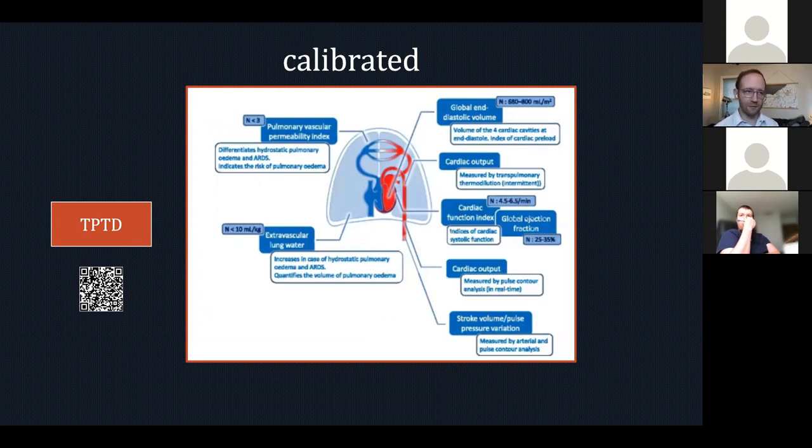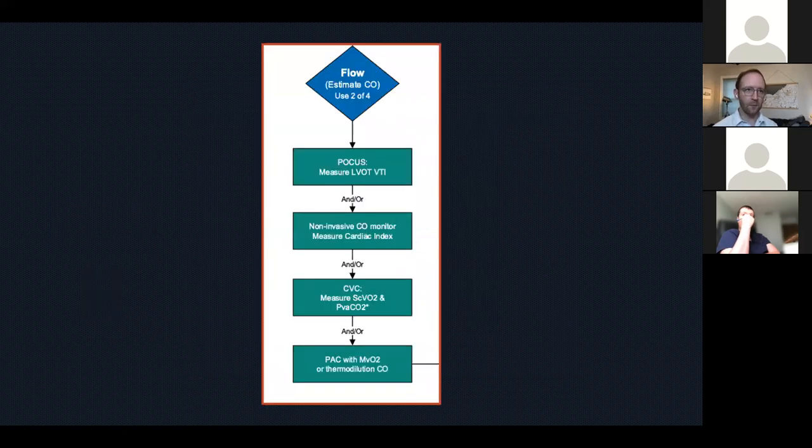The reference for this slide is pretty high yield. That's where this diagram came from, and there's more information in that particular paper. In the end, though, like I mentioned, make sure that whatever numbers you're getting are coherent with some other number. So don't just measure a VTI, because if your angle is wrong, the validity of that will be threatened. Don't just measure non-invasive cardiac output. These are all things that need to be corroborated with something else.